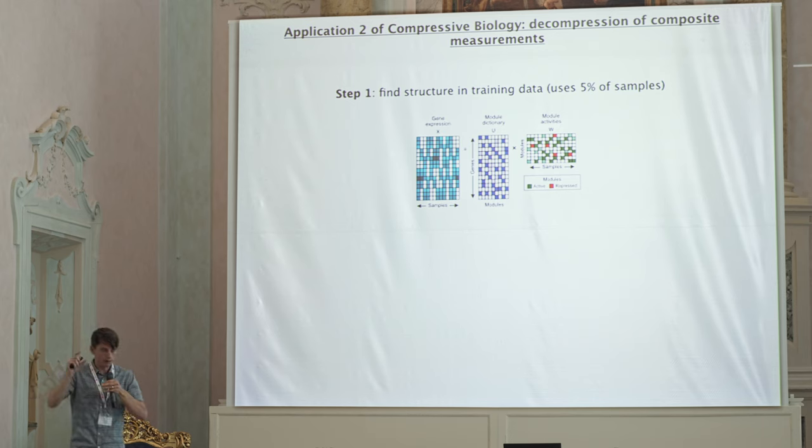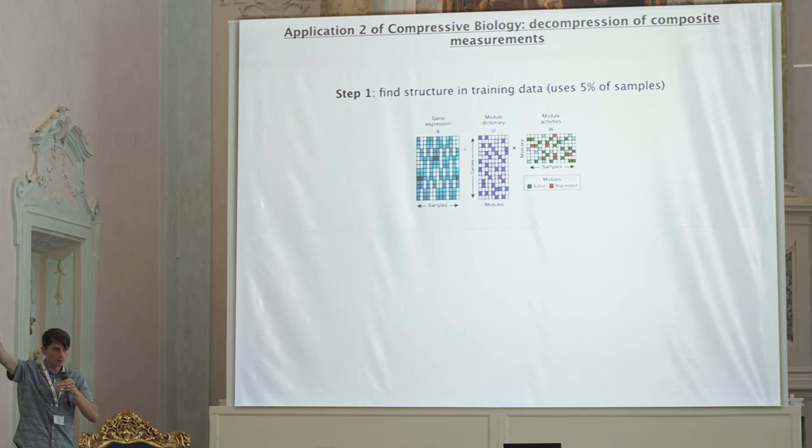So the next question is, could we take these composite measurements, a small number of composite measurements, and actually go back and learn what all the 20,000 individual gene expression values were? So this cartoon I kind of already went over. Here's how we did this in our first computational and theoretical paper.